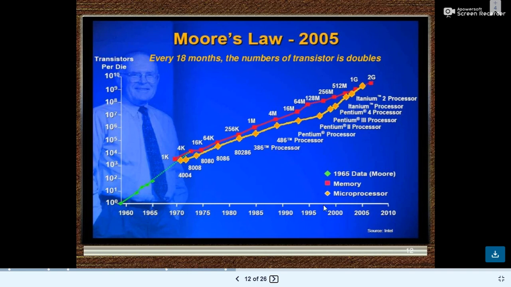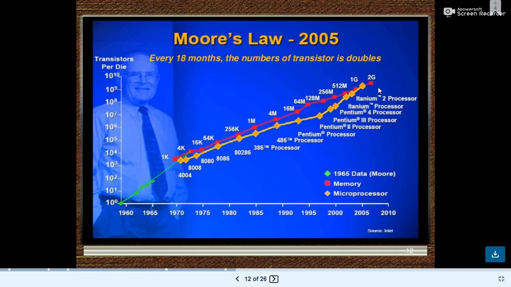Just you need to understand that the memory of the microprocessor has been increased. Here you can see the red line of the memory, and the area of the microprocessor has been decreased. Okay, so in the smaller area, maximum memory has been stored.